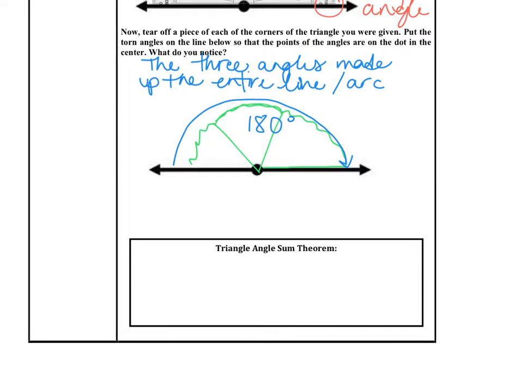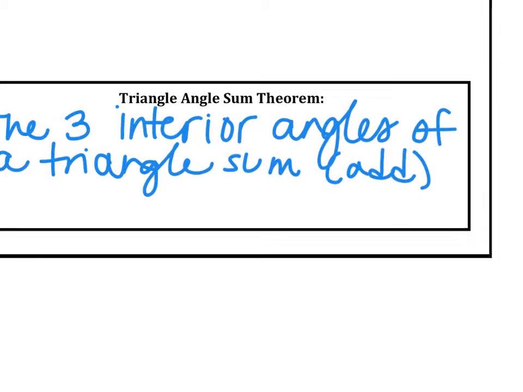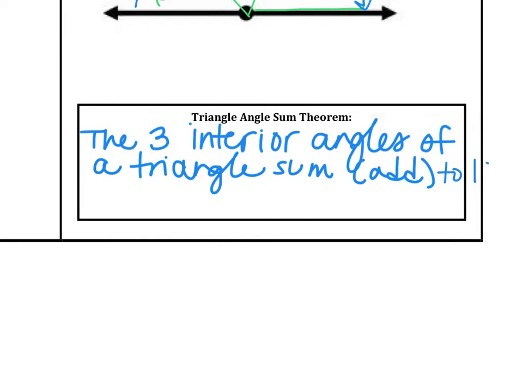And so this means that the 3 interior angles of a triangle sum, which means add, to 180 degrees. The 3 interior angles, interior means inside the triangle. The 3 interior angles of a triangle sum or add to 180 degrees.